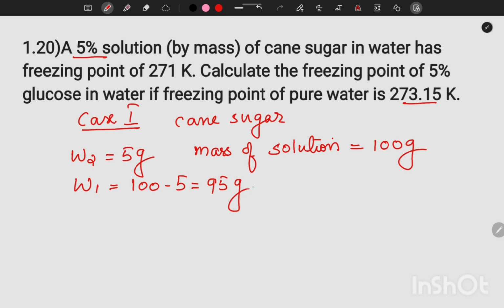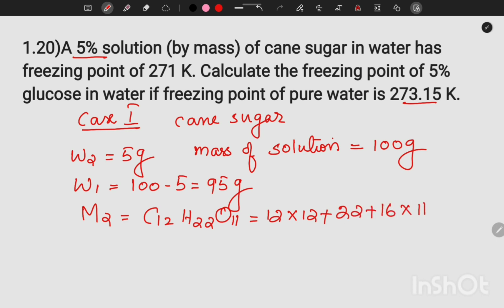Here the solvent is water and molar mass of solute is equal to M2. Formula C12H22O11, that is equal to 12 into 12 plus 22 into 1 plus 16 into 11. So when we simplify, we will get 342 gram per mole.